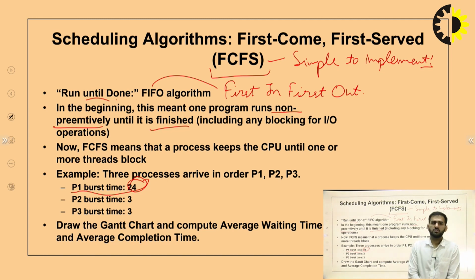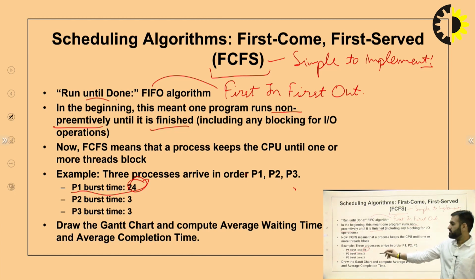FCFS means that a process keeps the CPU until it finishes or blocks. It will not leave the CPU. Now see the example here. We have three processes in main memory in the order P1, P2 and P3.